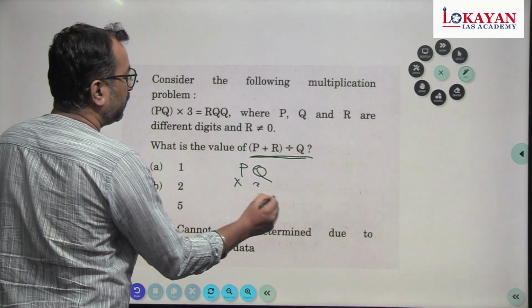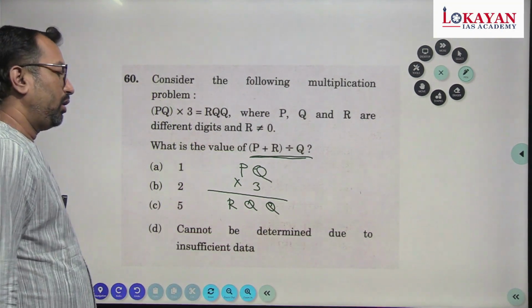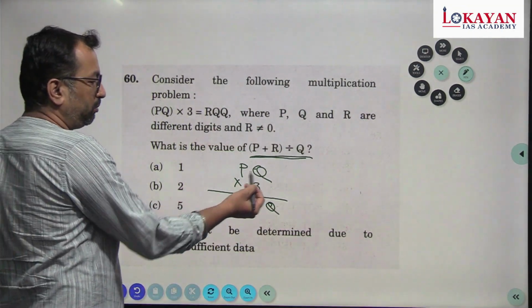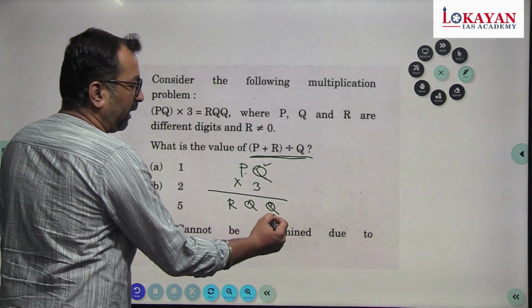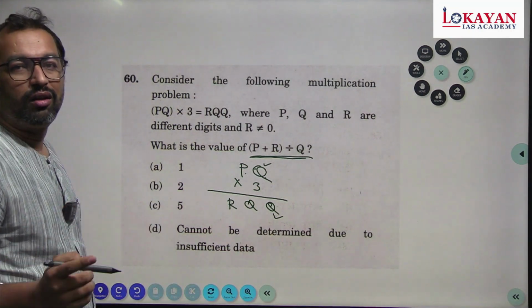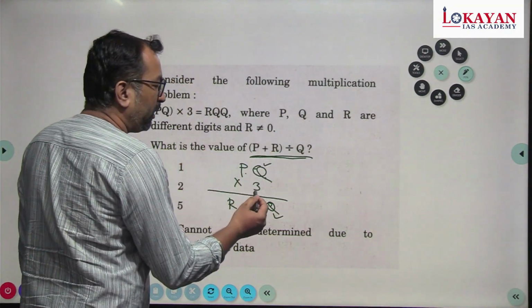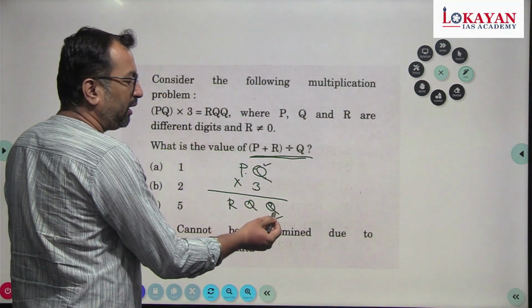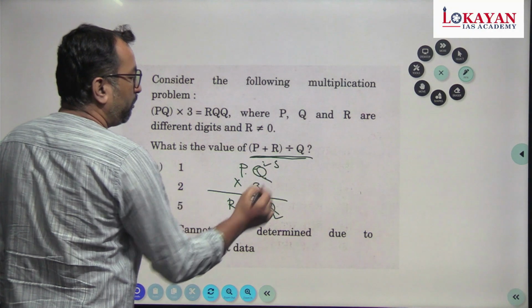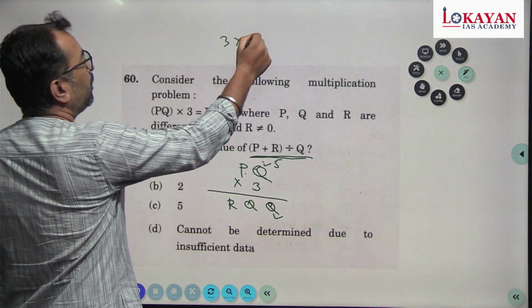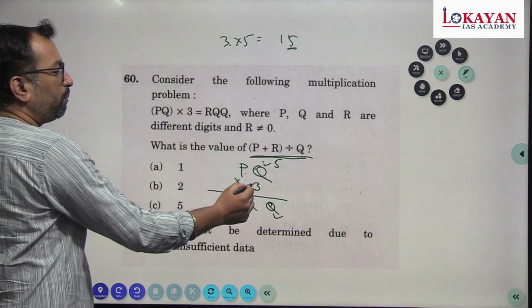PQ into 3 gives me RQQ. Now look at the given things. Here it is Q, and at the unit place of the multiplication there is also Q. So what should be the digit in place of Q so that after multiplying by 3 it gives the same digit? Q must be 5, because when 3 is multiplied by 5, it gives 15. So the unit place becomes 5 only. So Q must be 5.